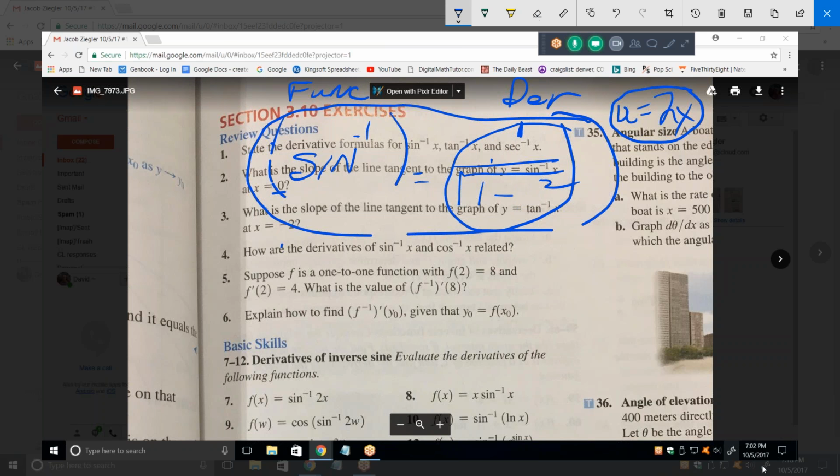Hold on. I want to be real clear about this because I want you to understand this. In other words, when the inside is just x, then this is the formula for the derivative. It's 1 over the square root of 1 minus x squared. If the inside is something other than x, then you have to multiply it by the derivative of that inside. Okay?